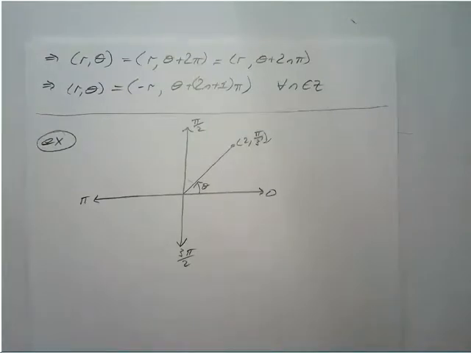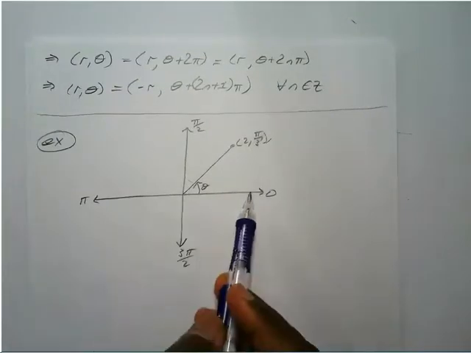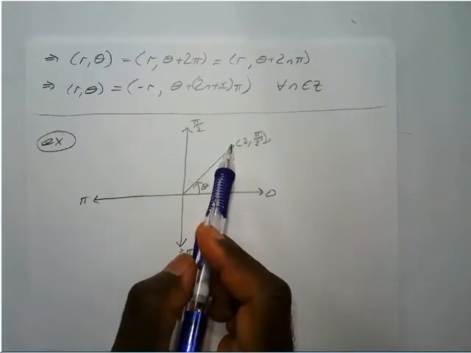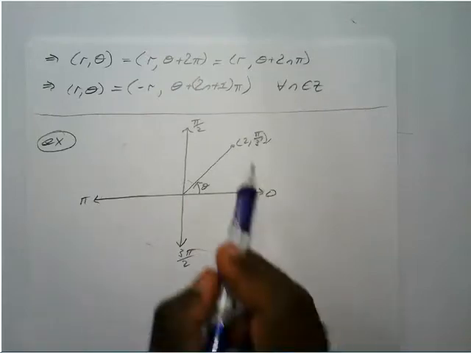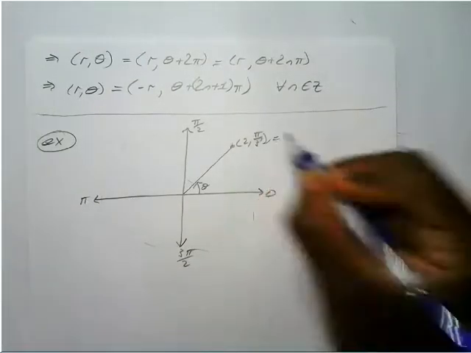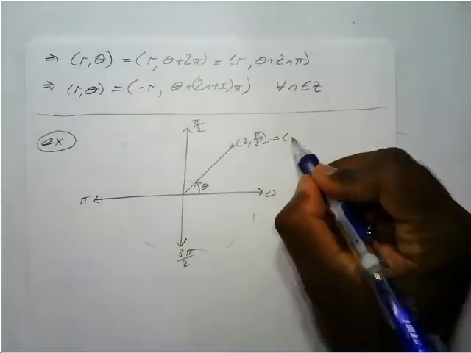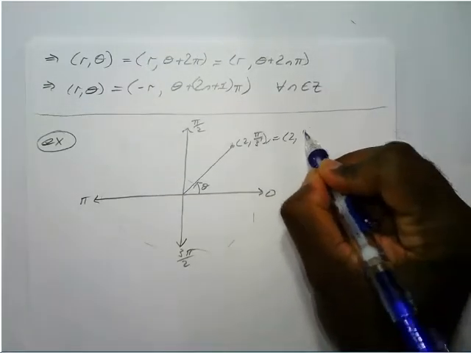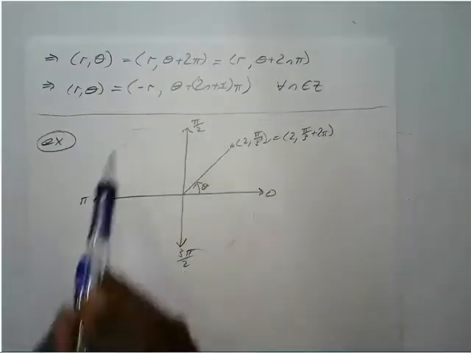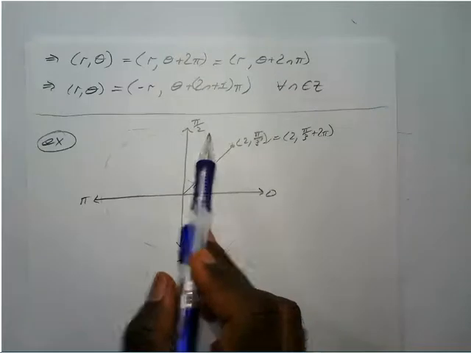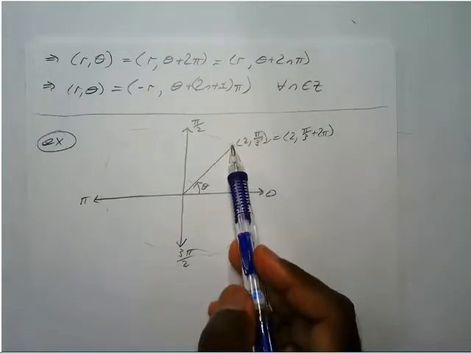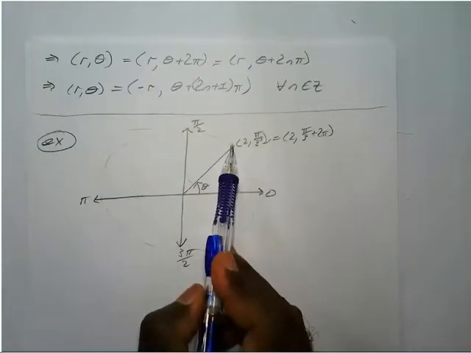If you think about it this way, if you go out 2 and swing it up, you'll hit that point. But what if you keep swinging 2 pi? That's right back at the same spot, because 2 pi is just a complete circle. So that will be equal to (2, pi over 3 plus 2 pi). Or you could keep going again: 4 pi, 6 pi, 8 pi, 10 pi. You can keep going a full circle over and over, and you'll always hit that spot.